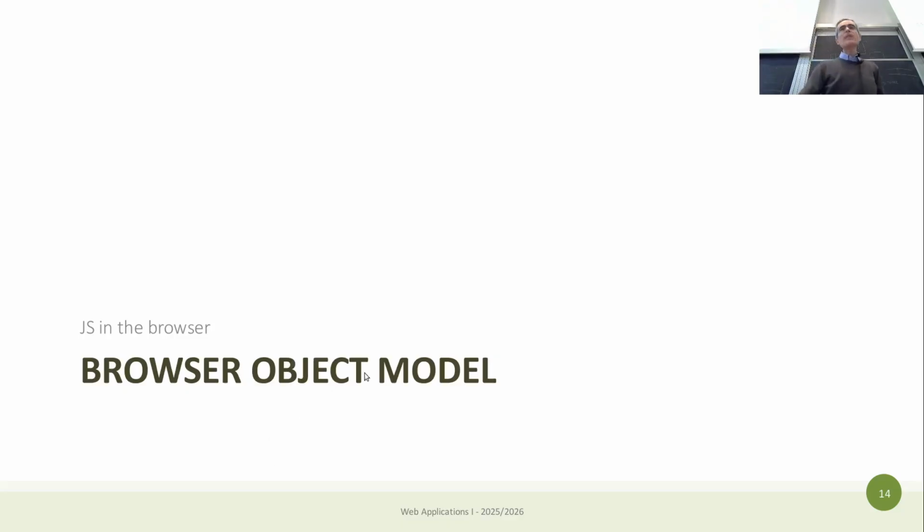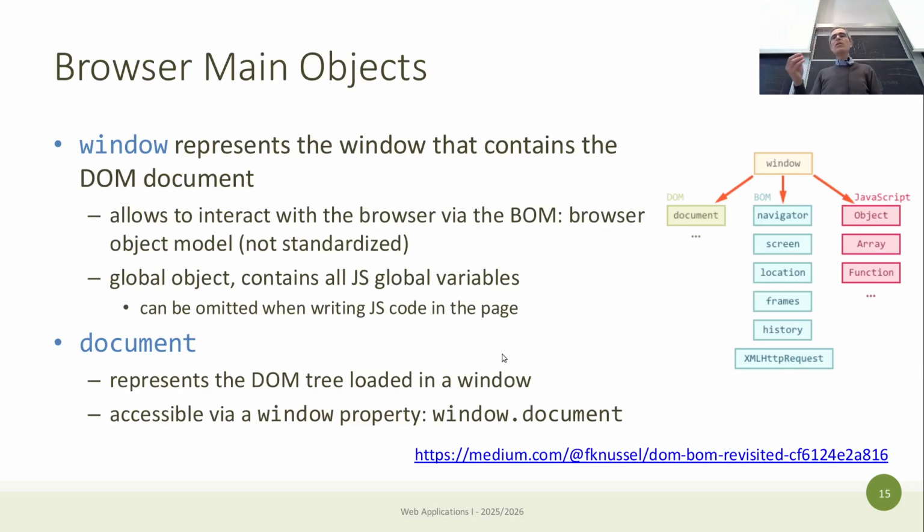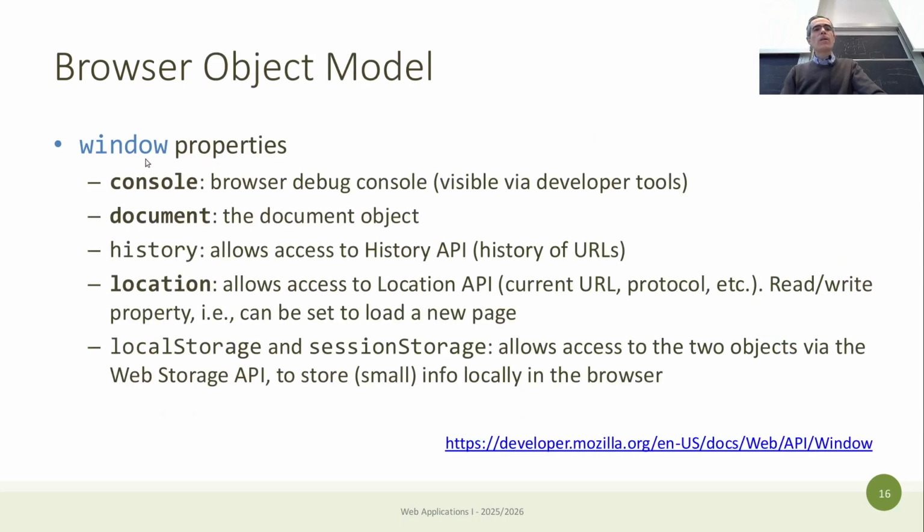So let's have a look at two important objects inside the browser, because, again, next week in the lab, you will have to use them. The browser object model. There is this window object that represents a window that contains the DOM document, but also gives you access to other objects that allow you to interact with the browser itself. For instance, it gives you access to the document, that is the root of the DOM, window.document. But actually, window can be omitted in the JavaScript code that runs in the browser. We are going to see an example in a minute, with the real browser.